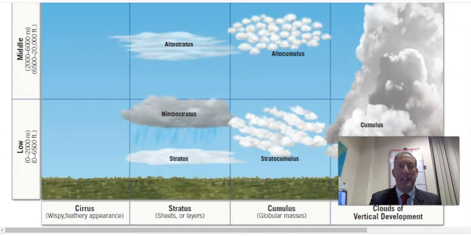So for the test, you need to know the 10 types of clouds. They're based on form and height. What do they look like? What's their shape? Where are they located? Okay. Nimbostratus is the one where we have our best chance of precipitation.